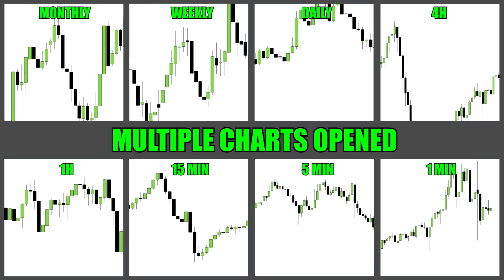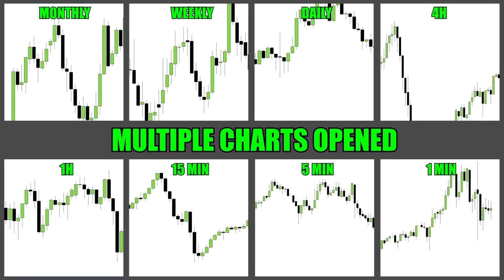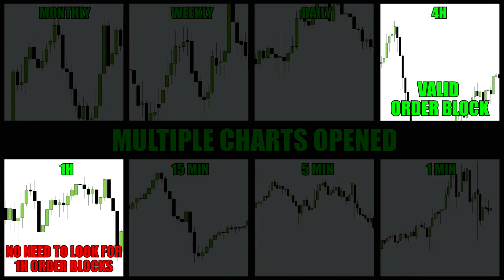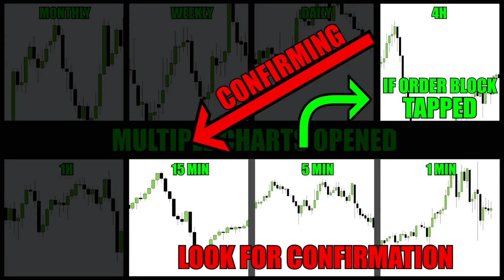Just like we've done so far, always begin your analysis from the higher timeframes and work your way down gradually. If you already identify a valid 4-hour order block, there's no need to go hunting on the 1-hour or lower, unless price actually taps into that 4-hour level. Only then should you drop down to a smaller time frame to confirm what's happening inside that zone.